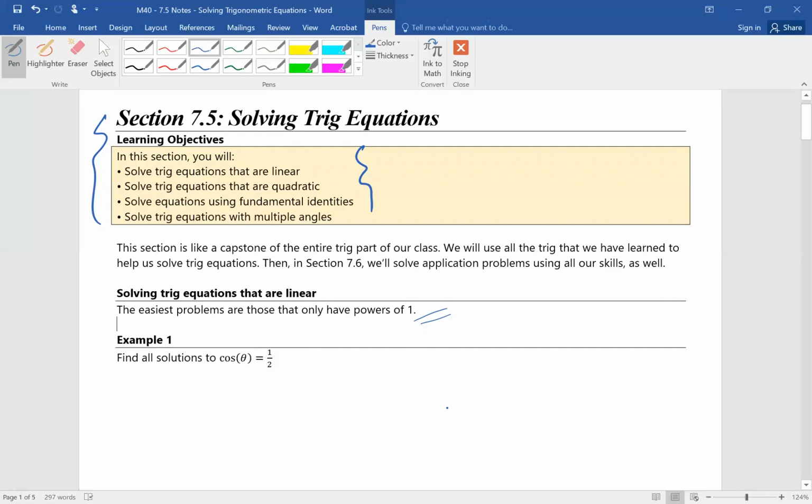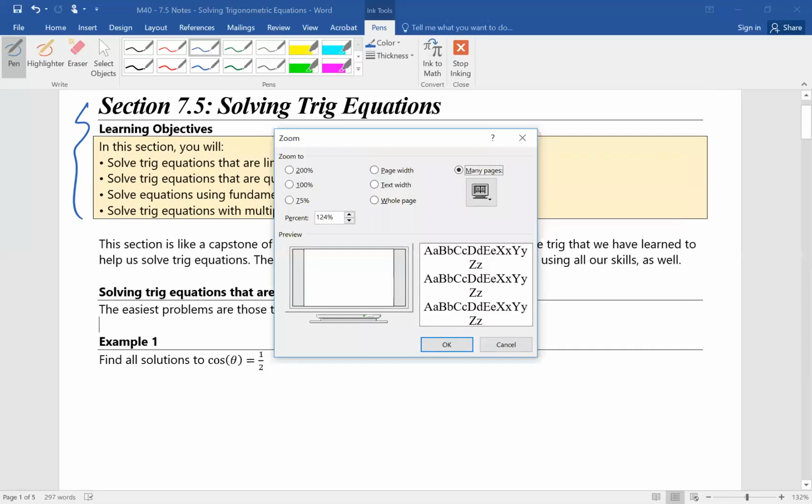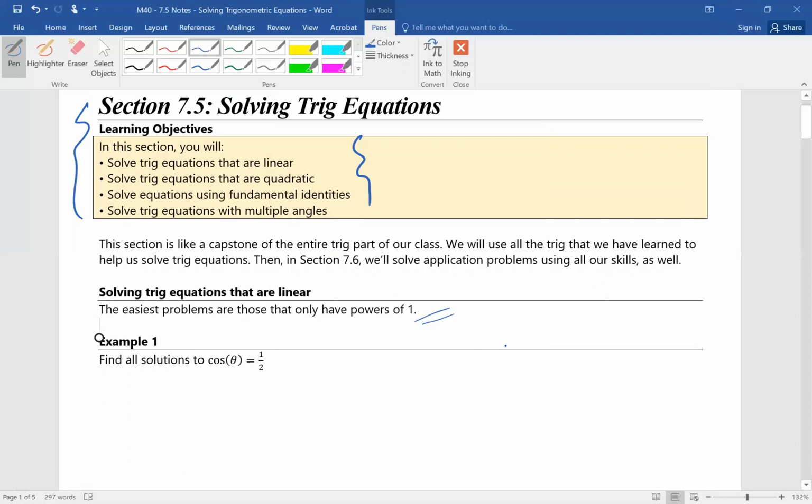Okay, I'm assuming you're back. And let's go ahead and just dive right in and do example 1 here, which is going to ask you to find the solutions to cosine of theta equals 1/2. Now, we've been working on inverses and such, so we should be okay at this point. Before I even go there, remember, this is an angle. I'm going to ask you on the midterm.